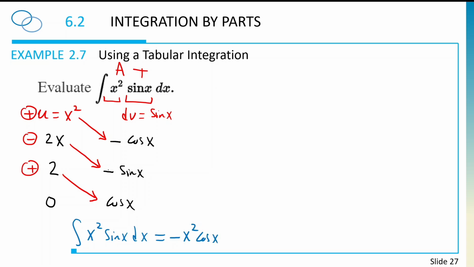I'll move to the second one. Negative, negative, positive, positive 2x sine of x. The last one is 2 cosine of x, and lastly plus c. Okay, that's it. You see, it's really fast.